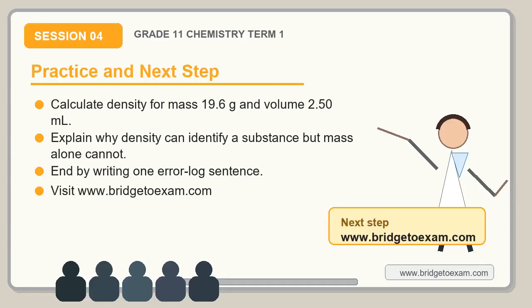Before you leave, practice actively. Task 1. Calculate density for mass 19.6 grams and volume 2.50 milliliters. Task 2. Explain why density can identify a substance, but mass alone cannot. Task 3. Describe how an outlier might appear on a mass versus volume graph. At the end of your study, write one sentence beginning, "The chemistry idea I must remember is."